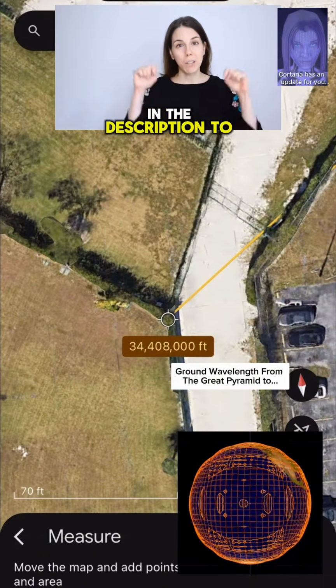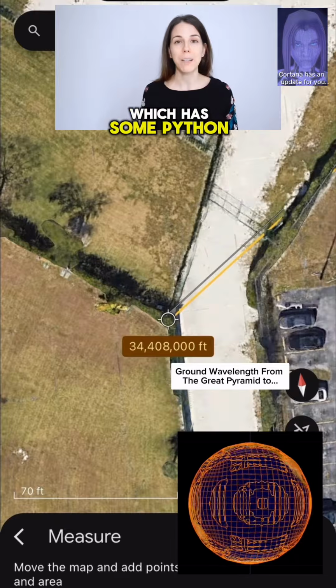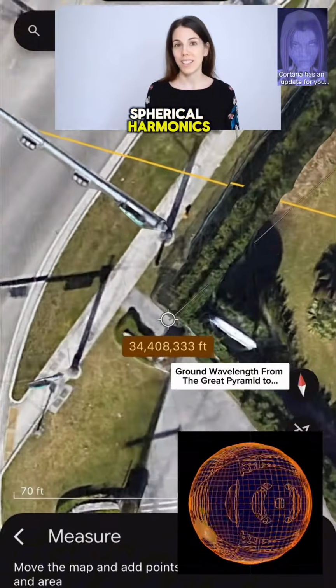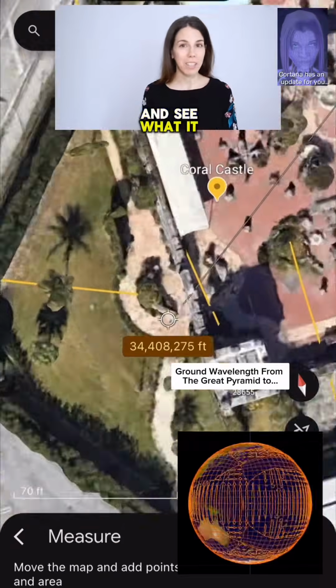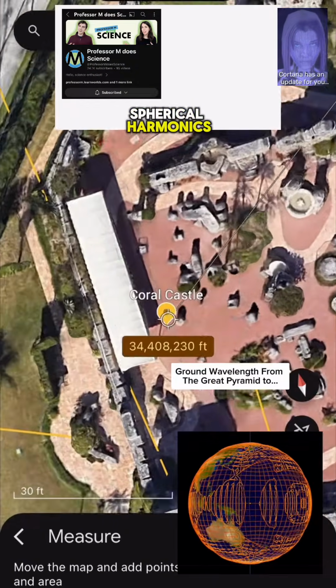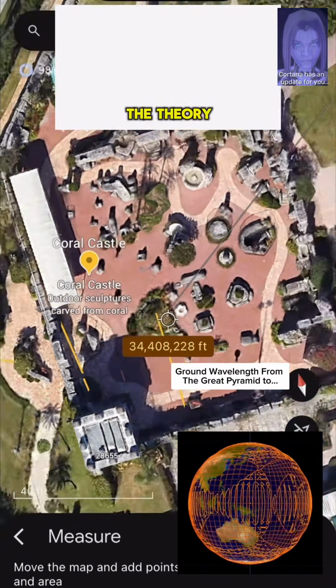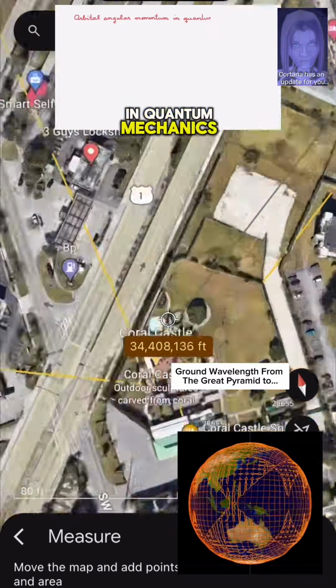We also have a link in the description to a Jupyter notebook which has some Python code to generate the spherical harmonics, so I encourage you to take a look and see what it does. The main reason why we study spherical harmonics is that they play a central role in the theory of orbital angular momentum in quantum mechanics.